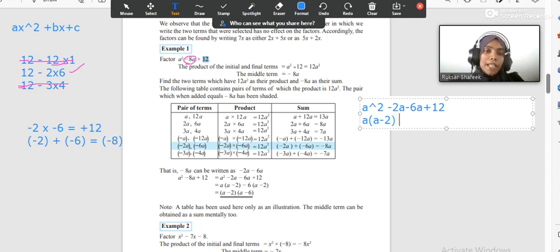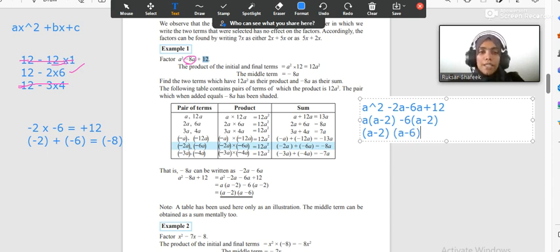And now moving to the next part, I've taken negative 6 out, and this time too we are very careful with the digits, with the units, or with the negatives and the positives as well. So I've taken negative 6 out, so I'm left with a. I need a positive 12, so negative 6 times negative 2 would give me a positive 12. So now one bracket would be a minus 2 and the other would be a minus 6. So there we go with the factorization.